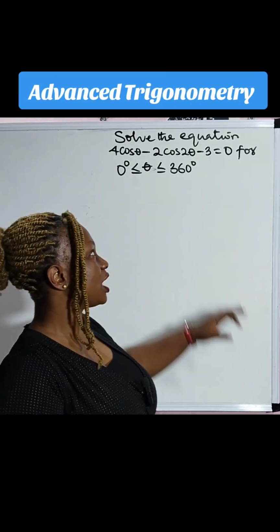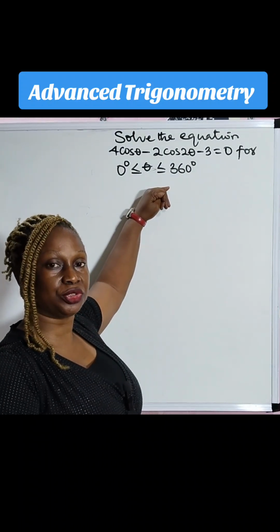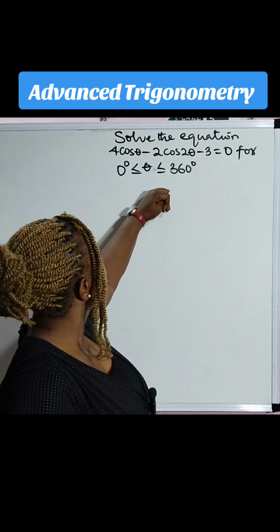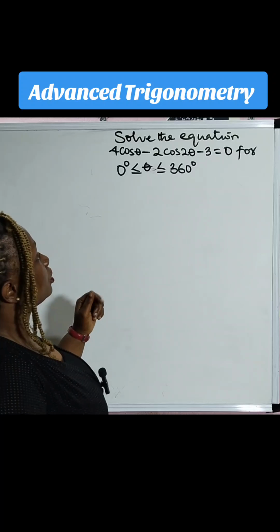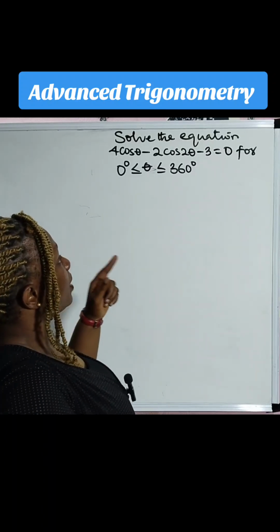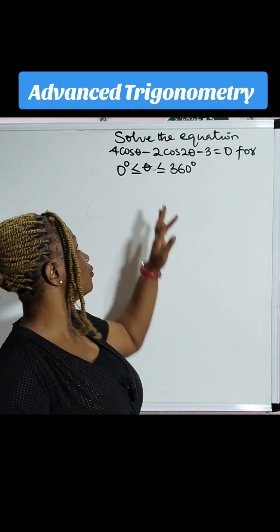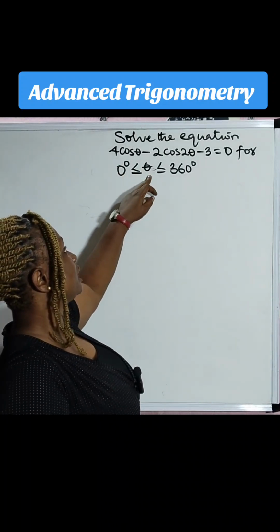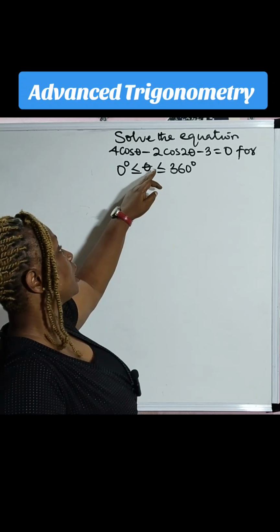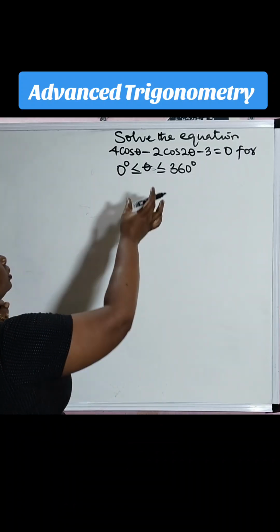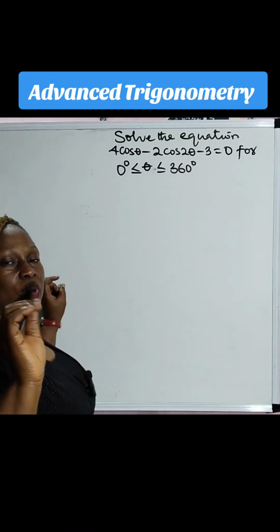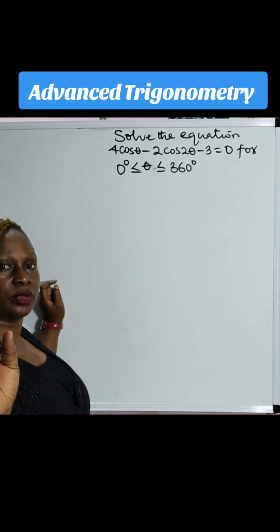Let's solve this as advanced trigonometry. The question says, solve the equation 4 cos theta minus 2 cos 2 theta minus 3 equal to 0 for 0 degrees less than or equal to theta, theta less than or equal to 360. All right, now we are going to use our trigonometric identity, okay?